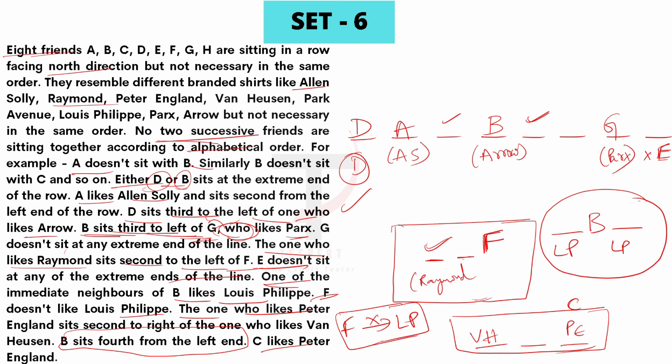no two successive friends are sitting together according to the alphabetical order, which means A is here, B shouldn't be here, right? Of course B is not here. Since B is here, C shouldn't come here, C shouldn't come here as well, right? Since G is here, F shouldn't come here, F shouldn't come here as well. And since G is here, H also shouldn't come here, because G and H are successive alphabets, and F and G are also successive alphabets, right?